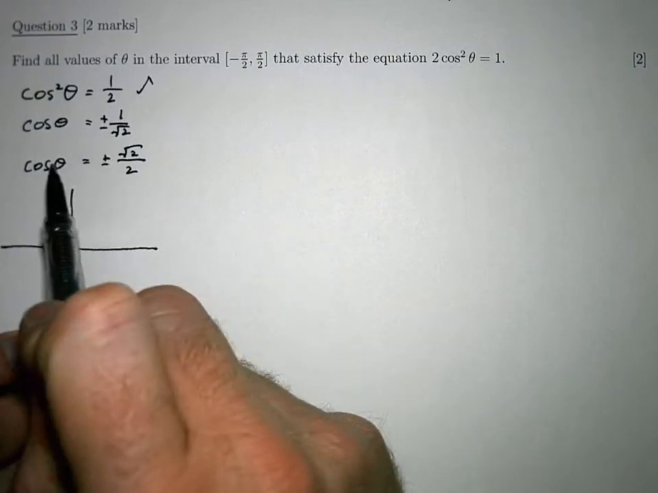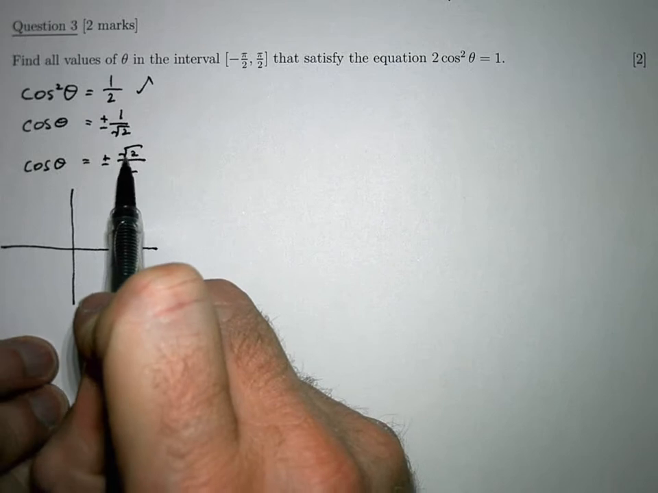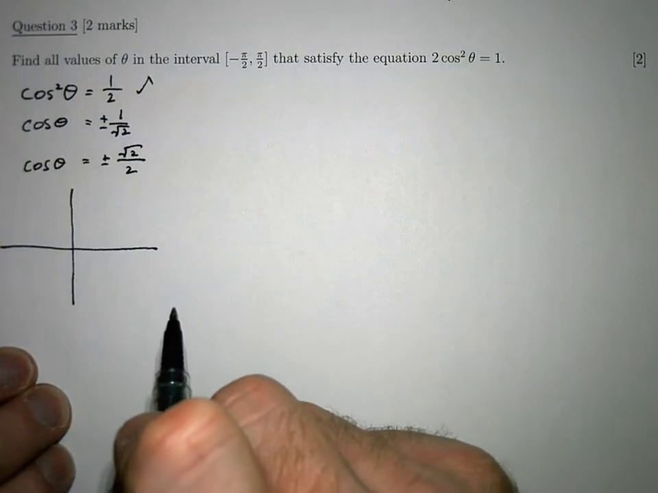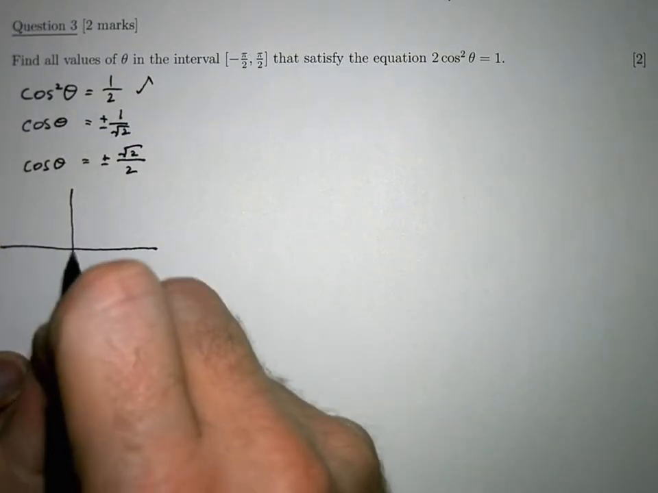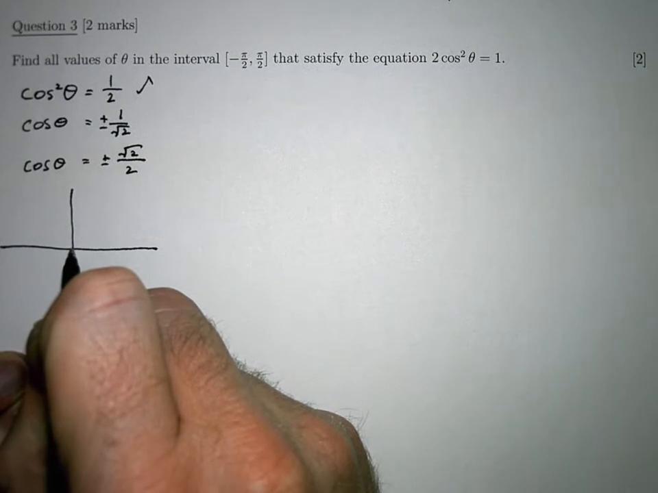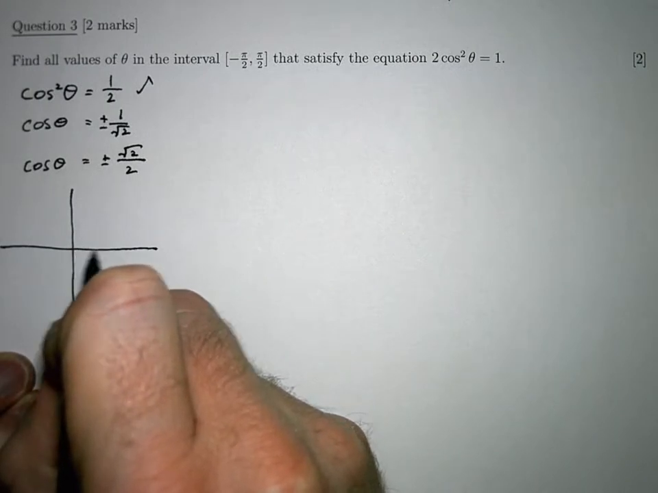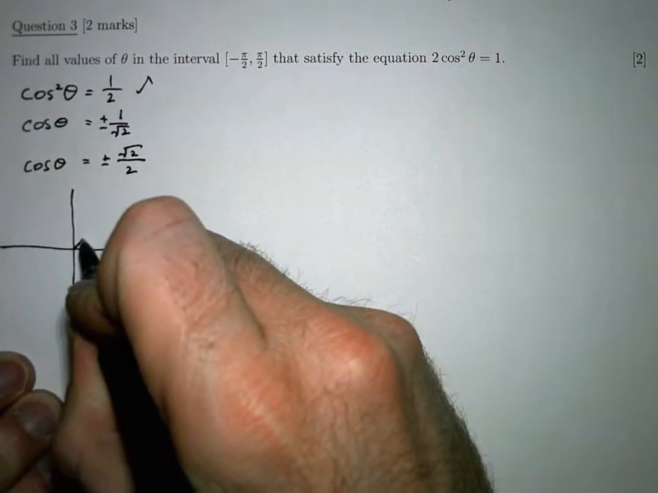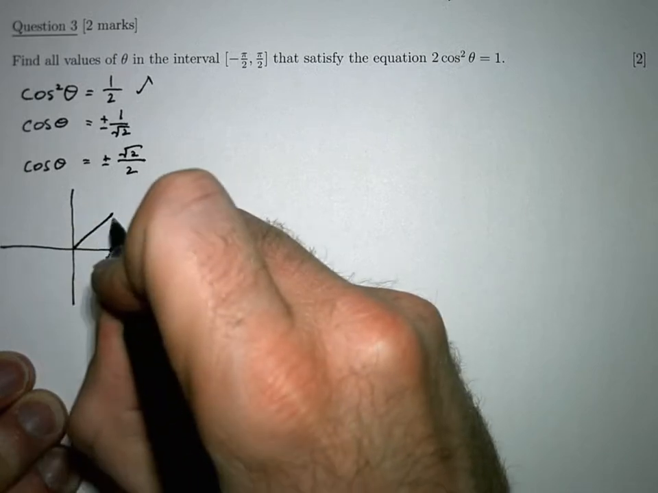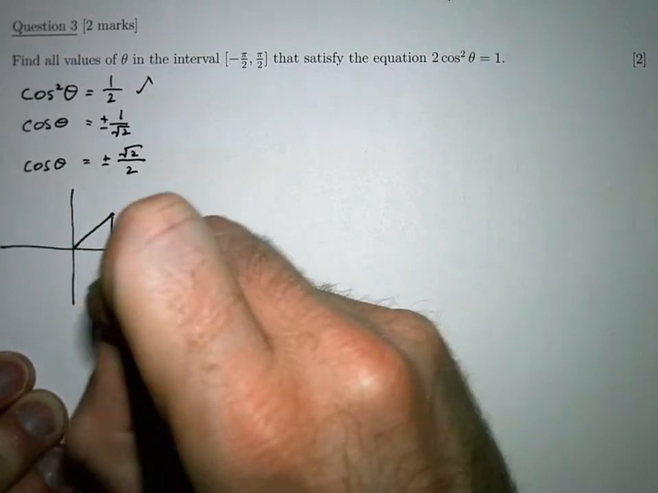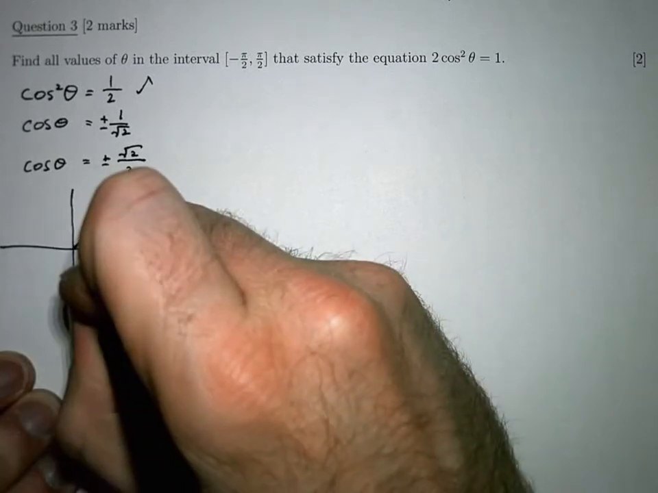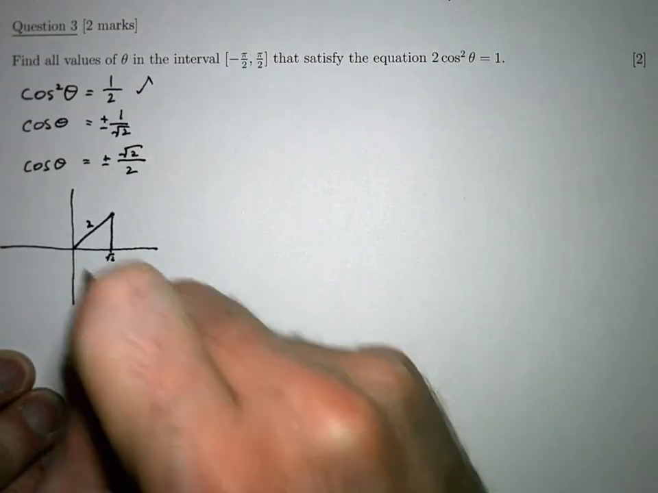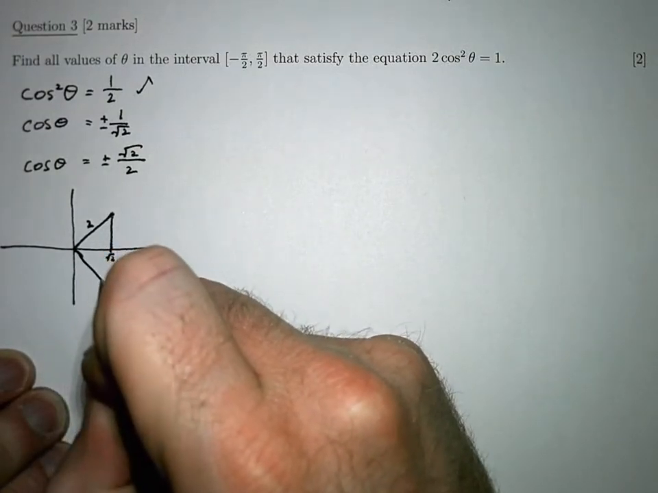Now, when cos theta is equal to plus square root 2 over 2, remember that cos is equal to x over r. Now, r is always positive. So we've either got that x is equal to plus root 2. That's going to be somewhere over here. Let's put a plus root 2 there, and r is equal to 2. So we've got that this x value here is equal to root 2, and this is equal to 2. Or we've got that x is equal to root 2 and r is equal to 2 down here.